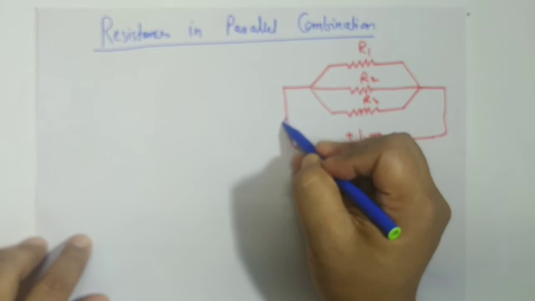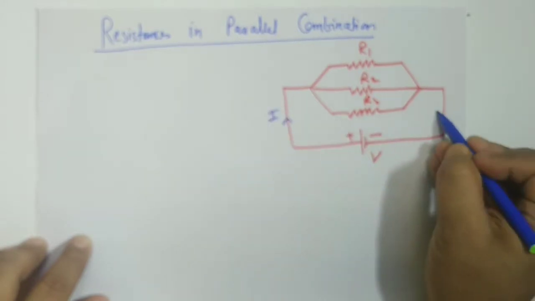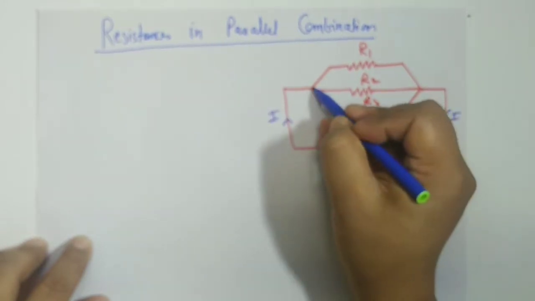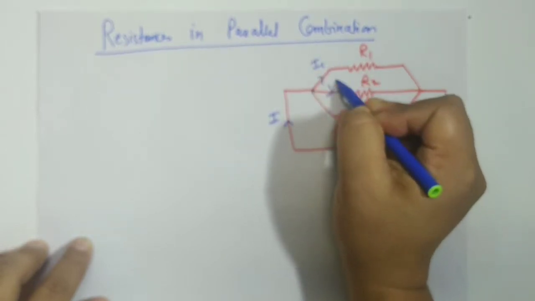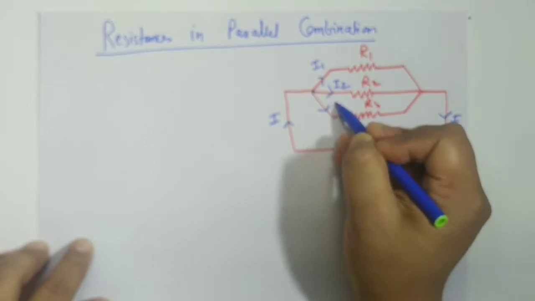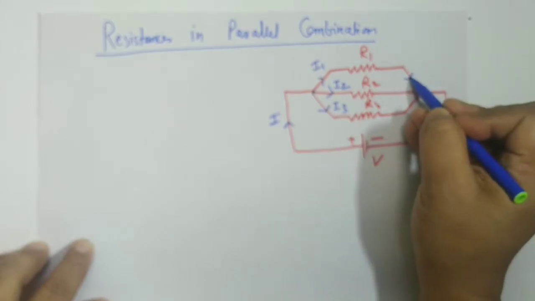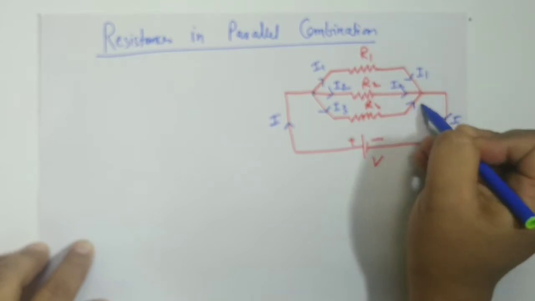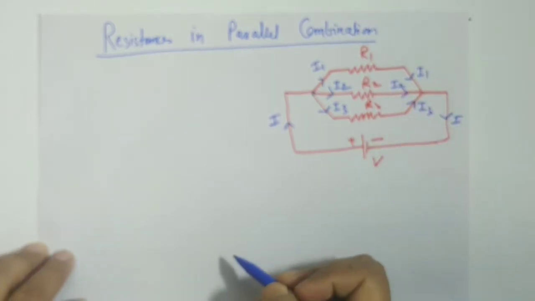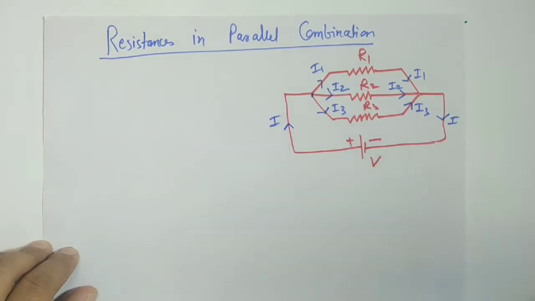Now when the current passes from positive to negative, in three different parallel wires, the current divides into I1, I2 and I3. And again when it comes back, it recombines to the same current. This is parallel. So we'll find out the parallel combination.